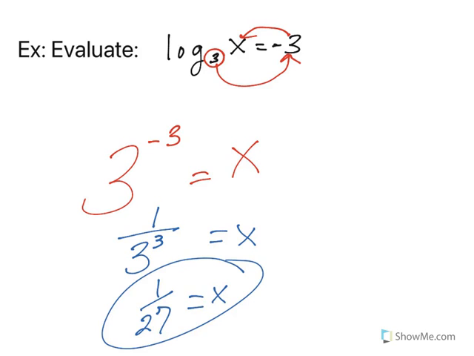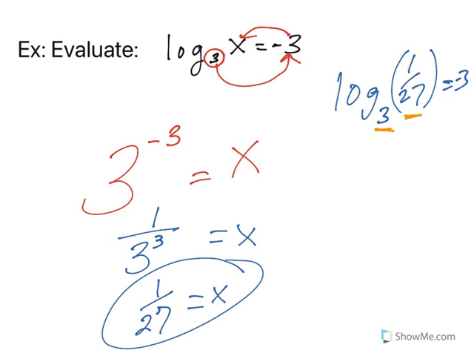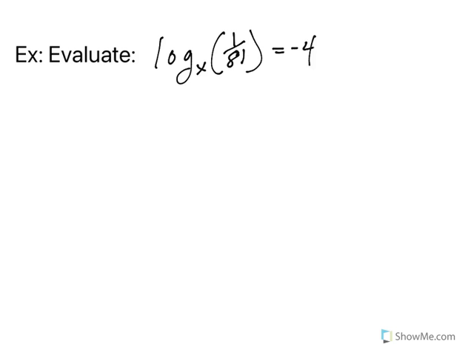And again, that would mean we'd have log of 1/27 base 3 equals -3. Our only care is the base and the argument. Those are both positive, so we are good. 1/27 works. And last but not least, the log of 1/81 base x equals -4. So we start with base x, raise it to the -4th power, and we get 1/81.